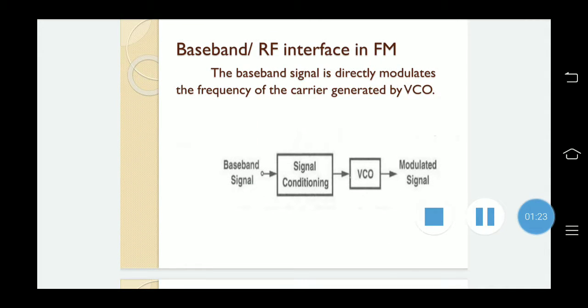This diagram shows the baseband RF interface. Here the baseband signal directly modulates the frequency of the carrier generated by the voltage controlled oscillator. The output spectrum of a frequency modulator depends on the amplitude and bandwidth of the modulating signal as well as the modulation index. In this interface, the baseband signal is first conditioned by the signal conditioning. Since the oscillator frequency drifts with time and temperature, it must be stabilized by a feedback loop, that is, a frequency synthesizer.